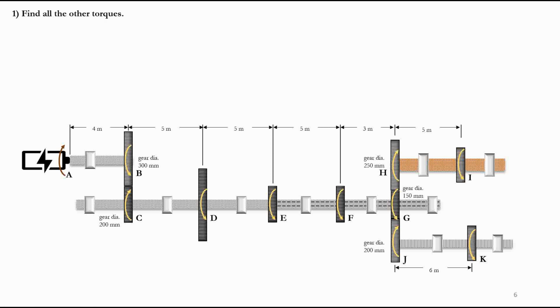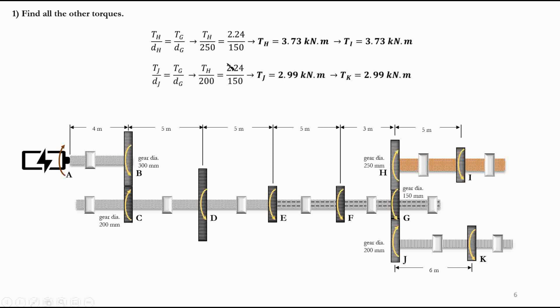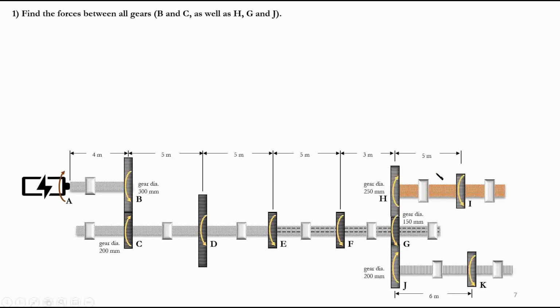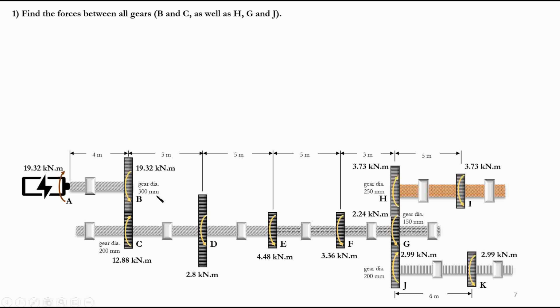So we have TH and TJ. We can find that: TH over DH is equal to TG over DG. We know DG, we know TG, we know DH, so we can find the value, as well as TJ. This is the same thing we did: TJ over DJ is equal to TG over DG, and we know TG, DG and DJ. So from here we can find our TJ and TK values. Now as you can see, we have all the values, 19.30, for all the gears.